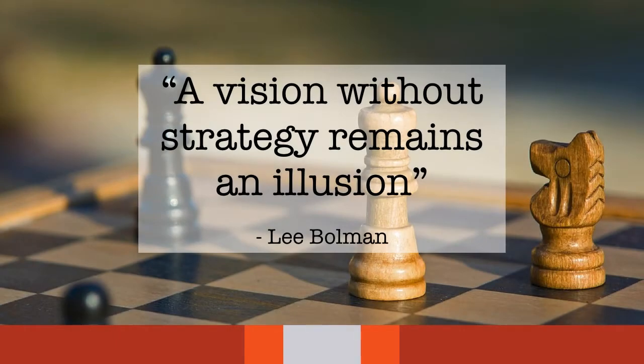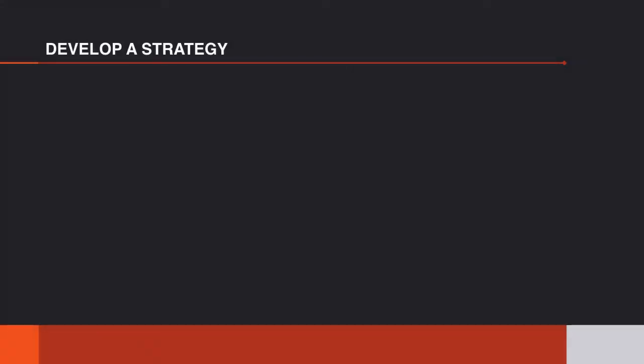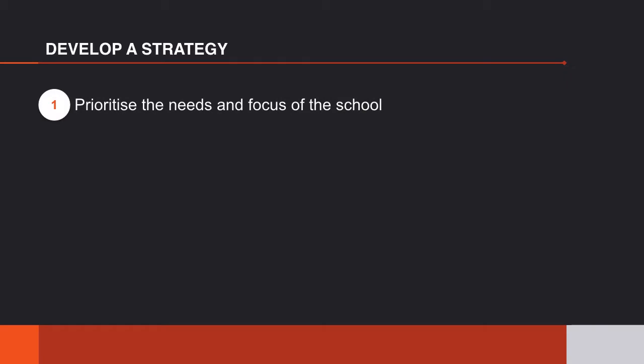A vision without a strategy remains an illusion. A strategy and vision will always go hand in hand. So how does one begin to develop a strategy? The first step is to prioritize the needs and focus areas of the school.